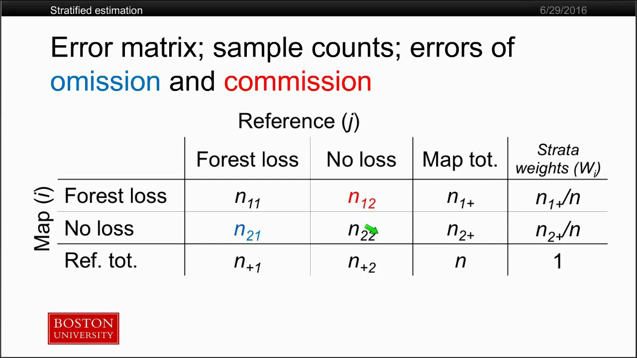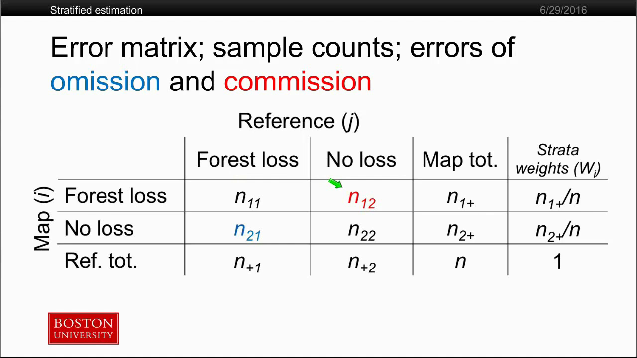Of importance here are errors of omission and errors of commission. If we look at the errors of omission of forest loss, they're down here, N2.1. These are the sample units that were mapped as no loss, but upon examination in our reference data, it turns out that these were actually forest loss. So we omitted the forest loss in this particular case. We mapped it as being stable land cover, but in reality, it was forest loss, right? The map omitted the forest loss. That's why we call it errors of omission of forest loss.